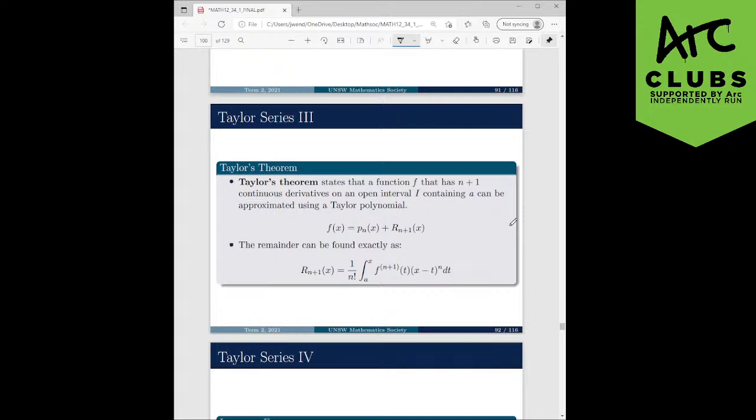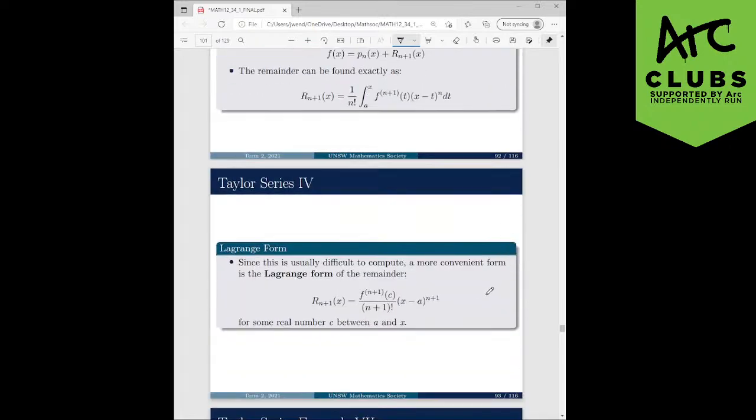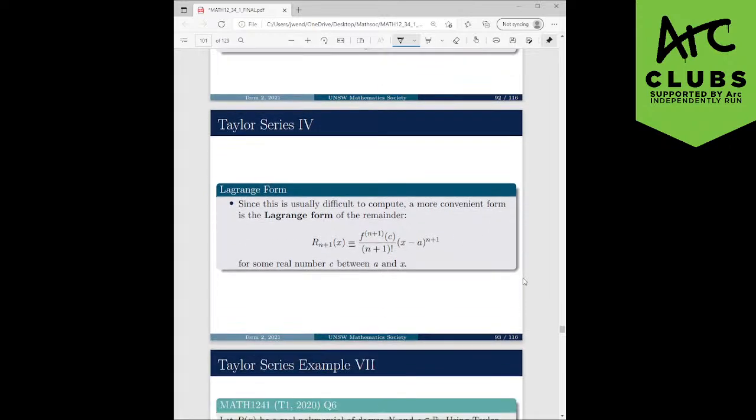It does look kind of complicated. The 1 over n factorial integral from a to x, n plus 1th derivative of f, and you're integrating that. It's quite an interesting remainder. We do have a more simplified version of this remainder, the Lagrange form of this remainder. Let me just put in that equal sign. But yeah, here's the Lagrange form of the remainder.